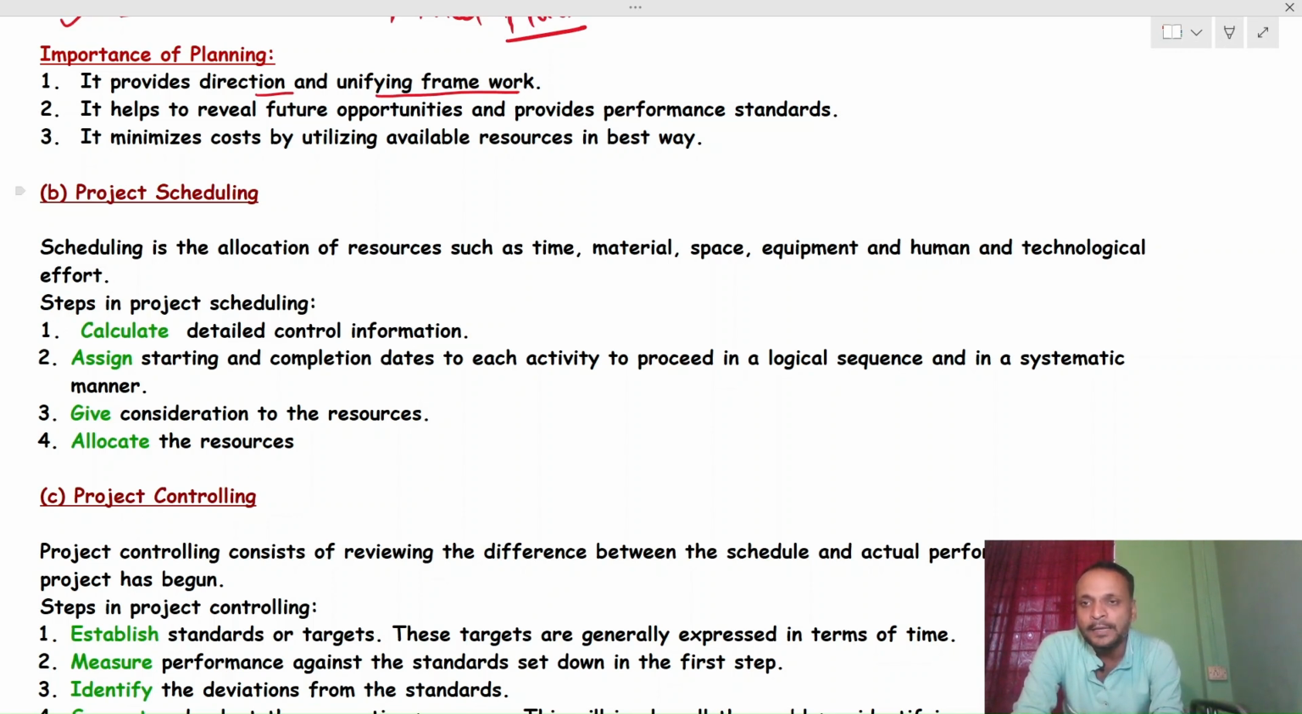Then also, it helps to reveal future opportunities and provide performance standards. When you go to project controlling, you will assess your performance based on your planning, whether your work is going on based on your planning or not. Also, it minimizes cost by utilizing available resources in the best way. You have already assessed the resources your company has available, so based on that, you will minimize your cost through proper planning, right?